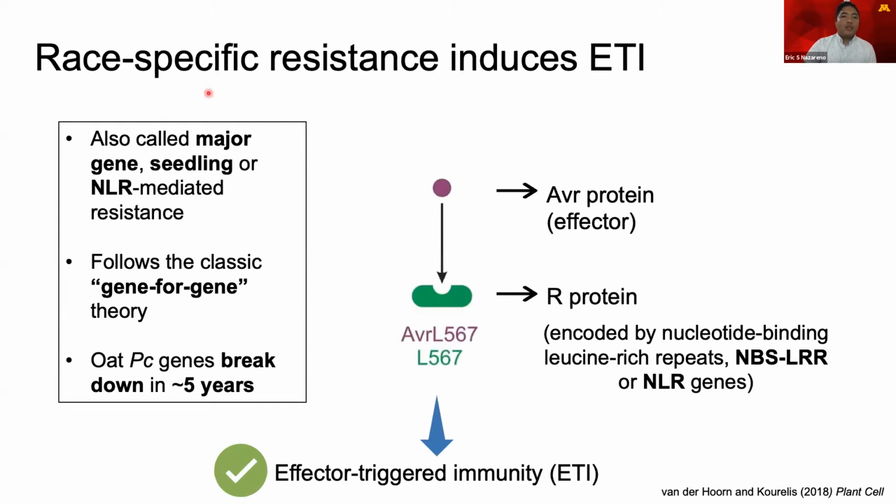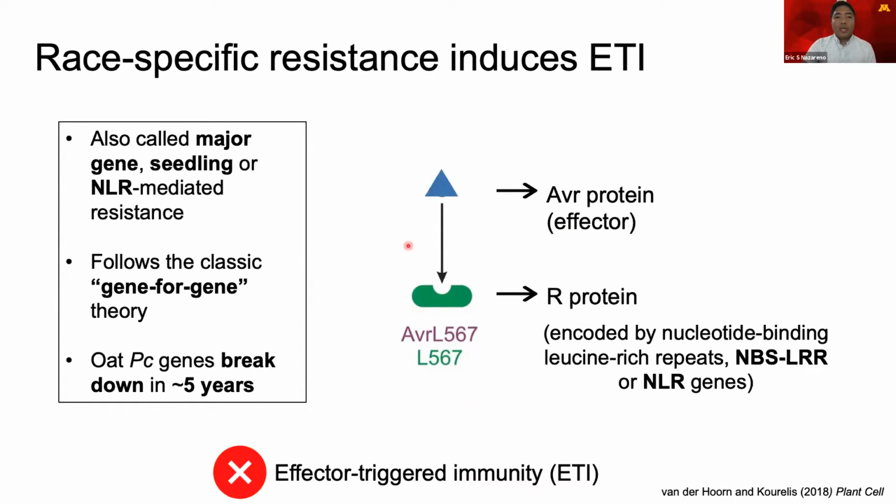I just want to give a brief background on the two types of resistance that we use in breeding. Number one is race-specific resistance. We all know that this is the classic gene-for-gene resistance. When we have the AVR protein from the pathogen, it gets detected by the R protein from the plant, and that induces effector-triggered immunity, and therefore there is resistance.